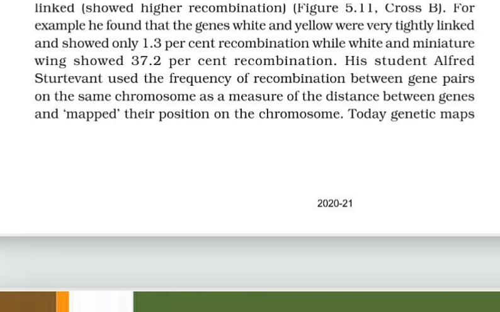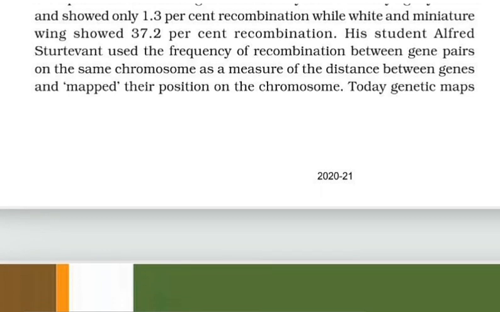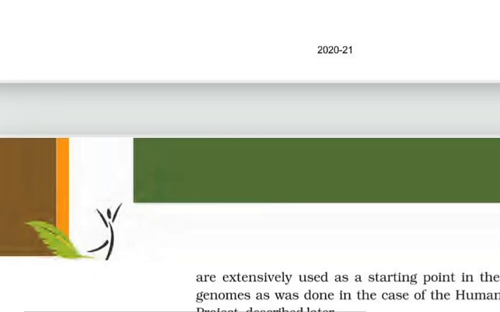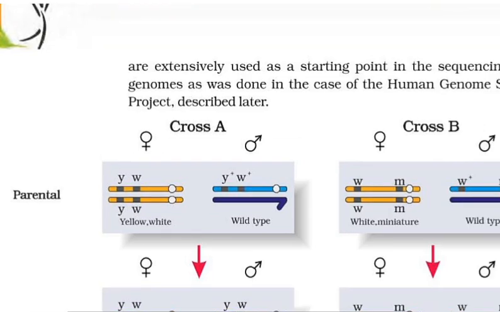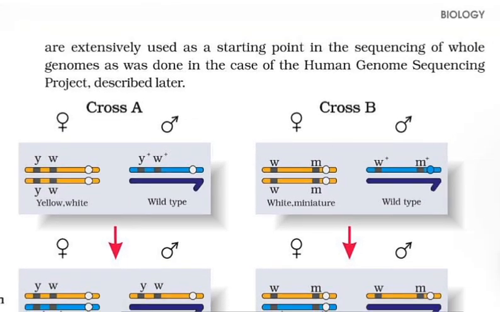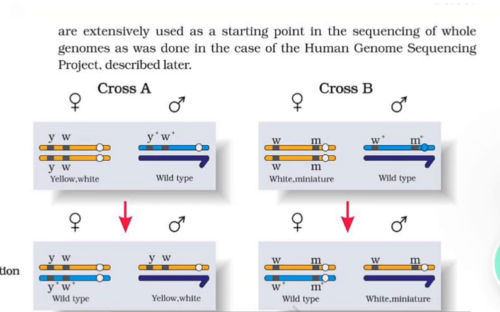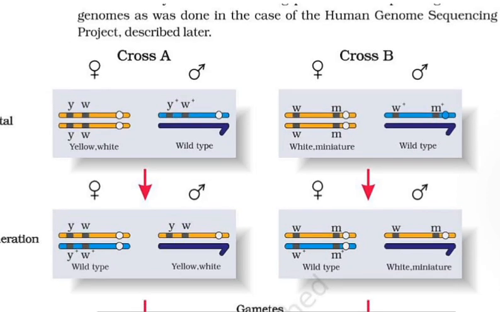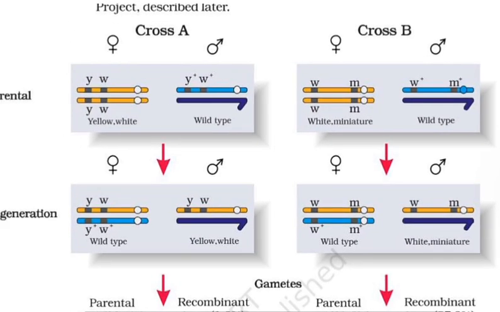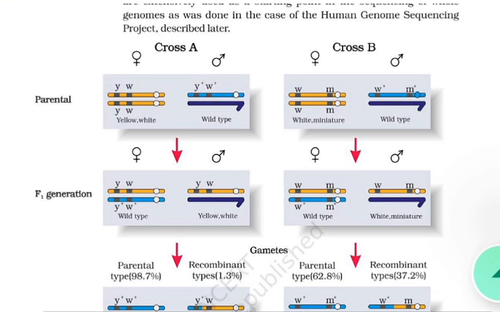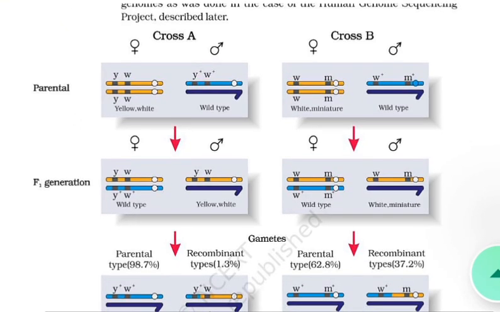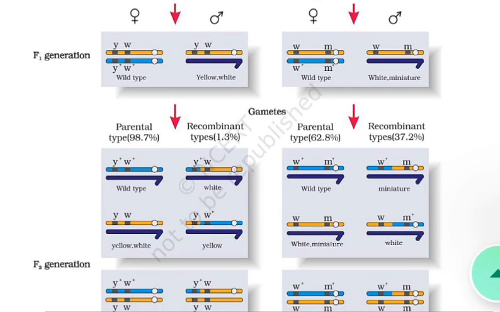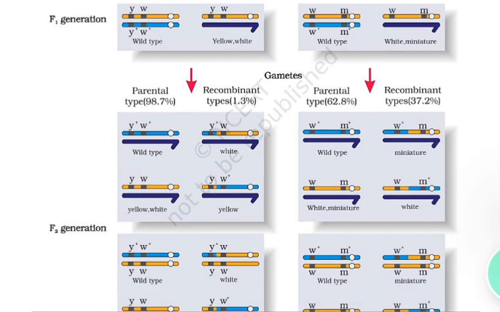Morgan attributed this to the physical association or linkage of the two genes and coined the term linkage to describe this physical association of genes on a chromosome, and the term recombination to describe the generation of non-parental gene combinations.